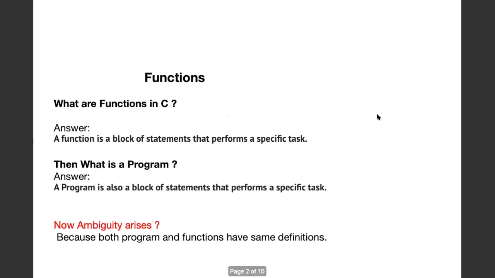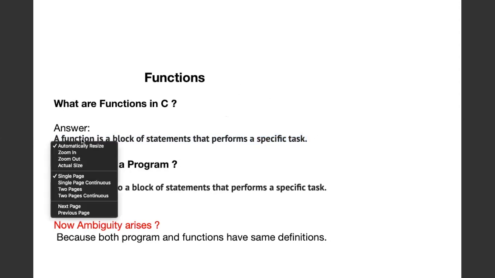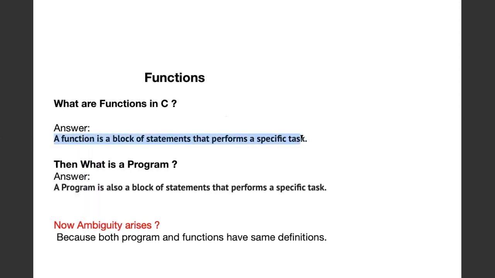Then what exactly is a function? Coming back to that concept, look at this. We have to define what functions are in C. A function is nothing but a block of statements that performs a specific task. So a function definition says that it is a block of statements that performs a specific task. Then what is a program? A program is also a block of statements that performs a specific task.